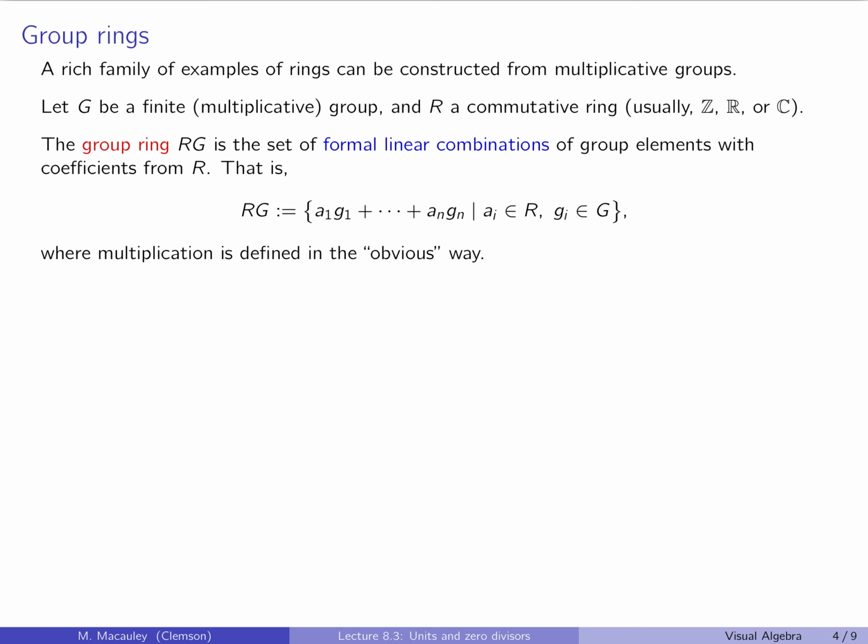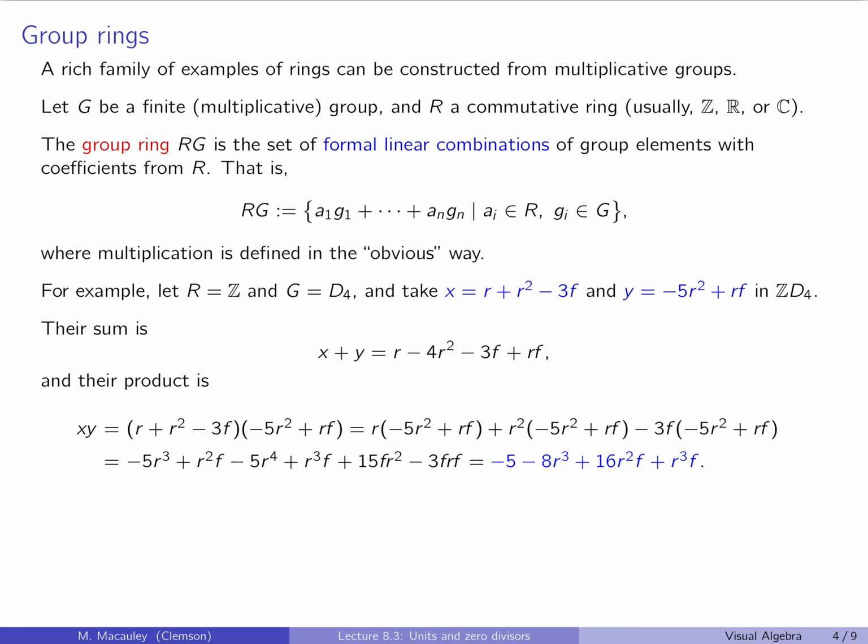Multiplication is defined in the so-called obvious way. And by that, let me just give you an example. Let's consider the ring of integers and the group D4 and the following 2 elements in the group ring. X is r plus r squared minus 3f and y is -5r squared plus rf. The sum x plus y you get by just adding them term by term and like terms combined. So 1 r squared plus -5 r squared is -4 r squared.